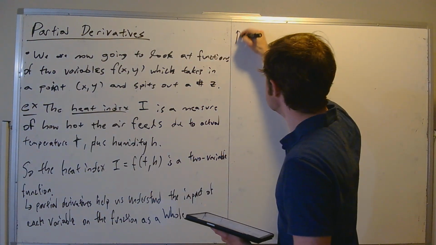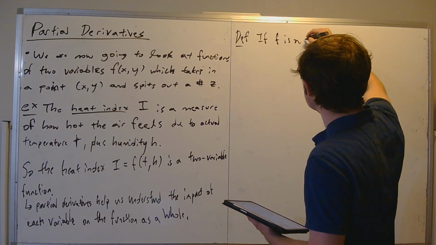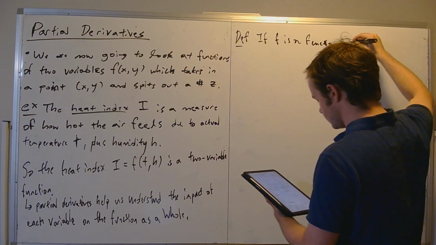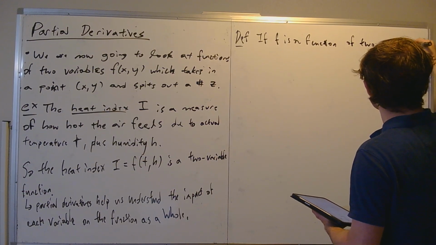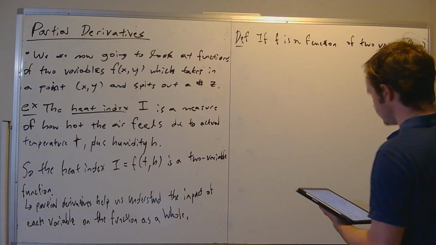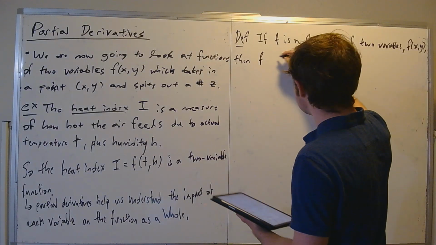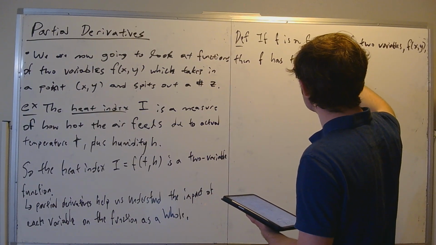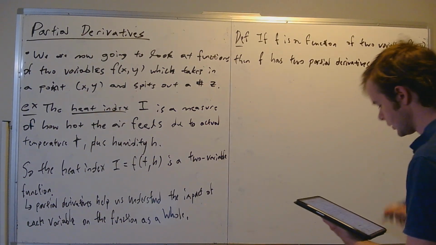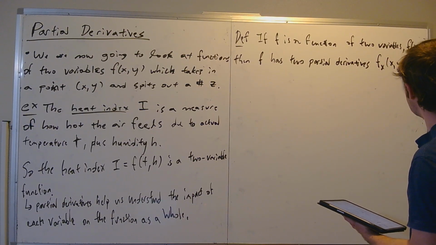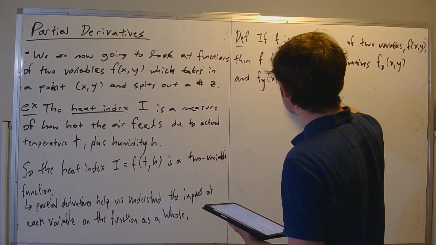So let's write down a definition. Definition: if f is a function of two variables, f of x comma y, then f has two partial derivatives, f_x of x and y, and f_y of x and y.